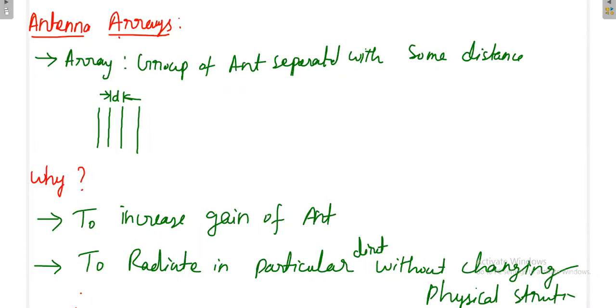So for example, if I am having one antenna like this, you know very clearly that it will radiate in this direction. For a lambda by 2 dipole antenna, the maximum radiation will be in this direction. If I have an antenna like this, I can radiate in this direction.